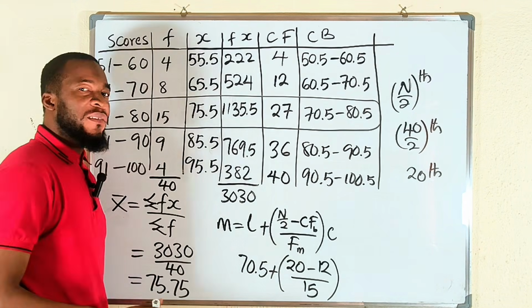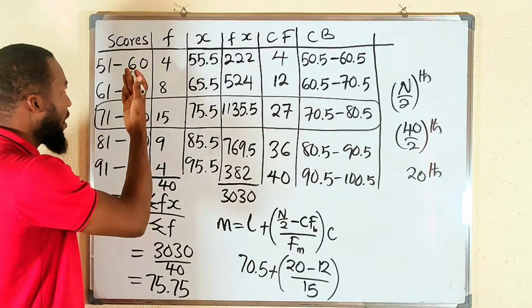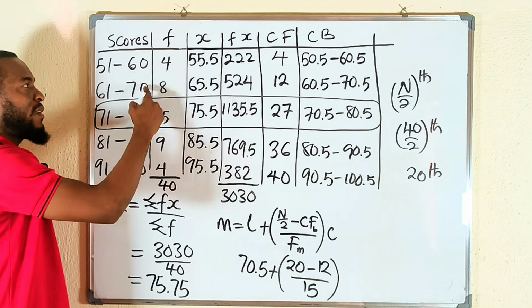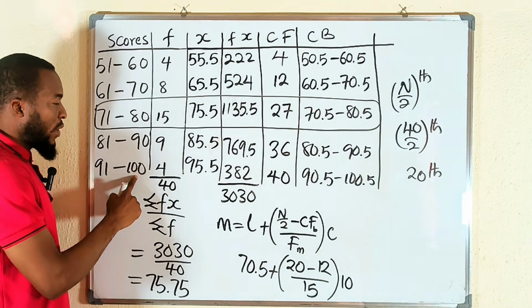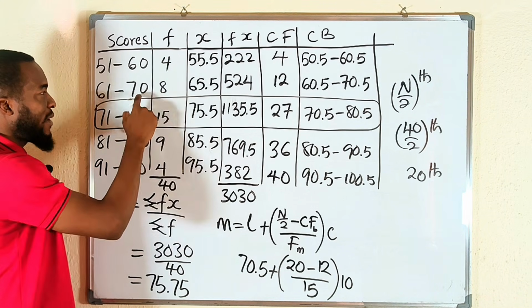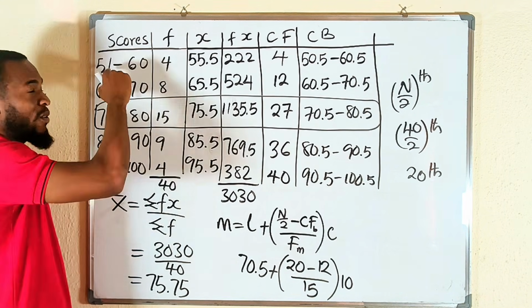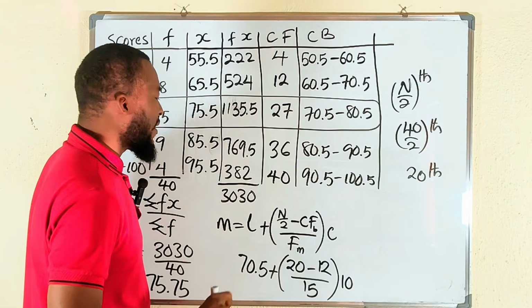Divide by the class size. How can you find the class size? Come under class limit. You can take 70 minus 60. That is going to give you 10. No matter which one you take, 100 minus 90 will give you 10. This minus this. Or you can come here, this minus this. You understand? So this is the class size.